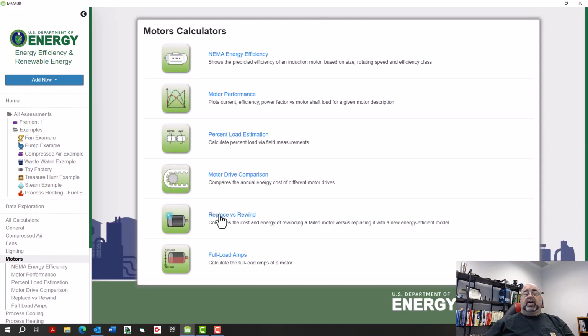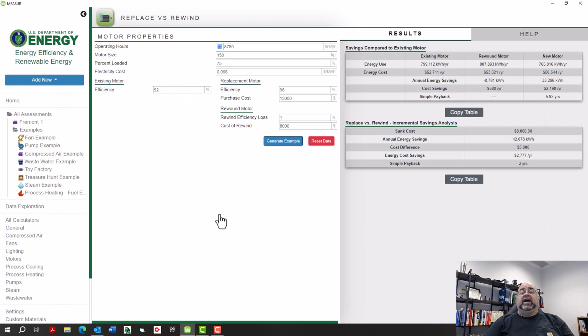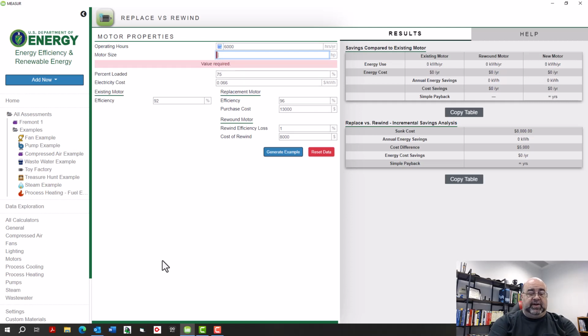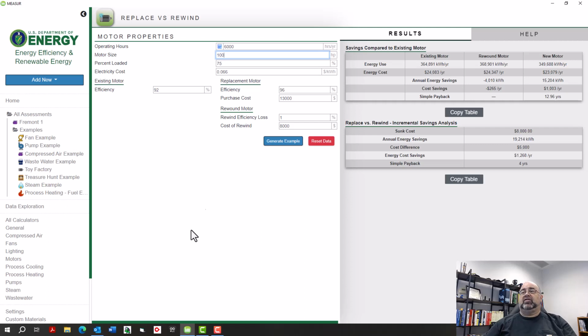Next one is repair versus replace. This is a common call that I get. You know, when do I repair versus replace? Well, to be perfectly blunt, especially nowadays, you'll usually make it based on economics. So let's go back up and say this is that 6,000 hour machine. Let's say it's a 50 horsepower motor. Oh, it updated it for me, didn't it? 100 horsepower motor at 75% loaded. Cost is 12 cents per kilowatt hour. Okay, back to where we were.